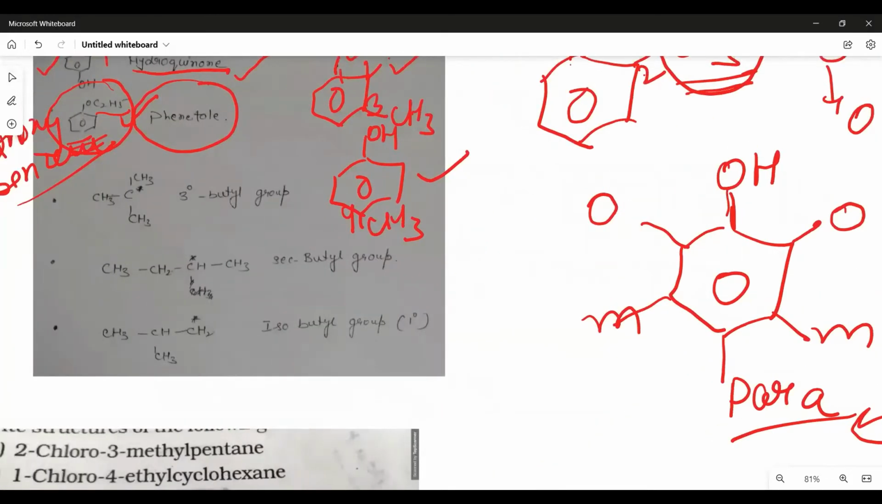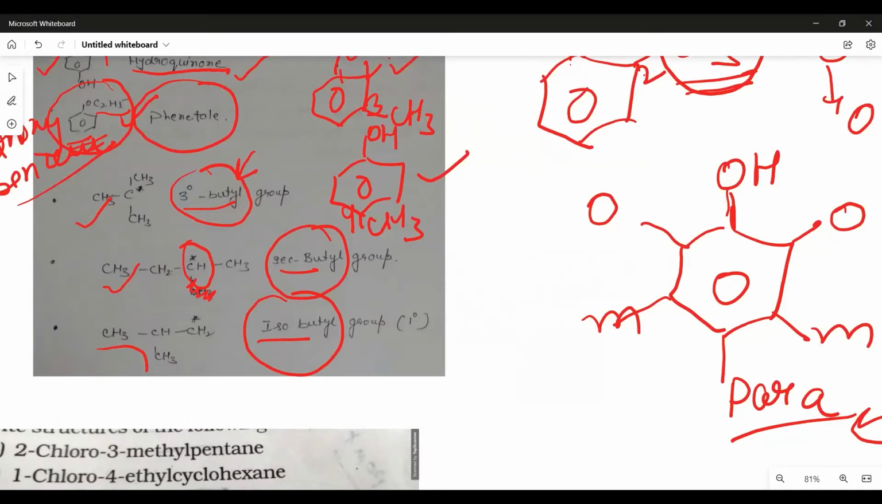Now, some functional groups contain the tertiary butyl group, secondary butyl group, or isobutyl group. You will repeatedly see these words in organic chemistry, so today we will discuss what these are. In the butyl group, you know well that 4 carbon atoms are present. This particular group is the tertiary butyl group. This is secondary butyl, numbering 1, 2, 3, 4, and at the second position the substitution will be there. And this is isobutyl, in which there is branching of one carbon atom.